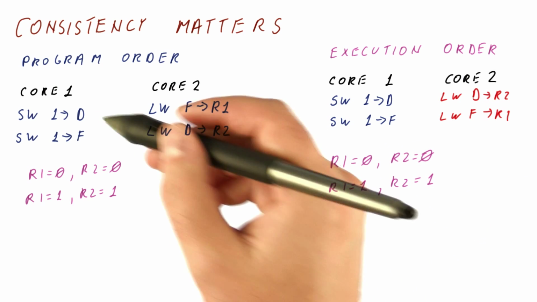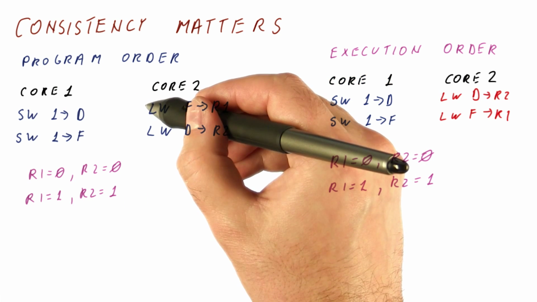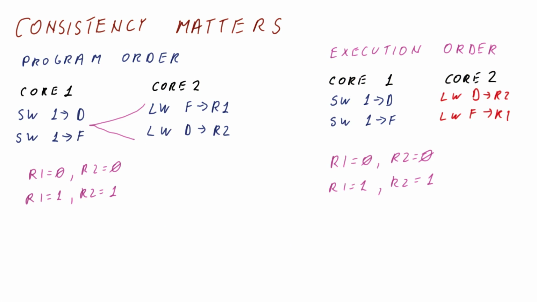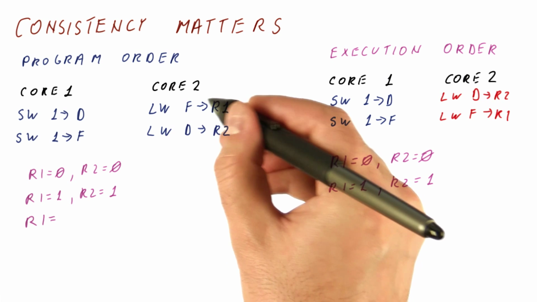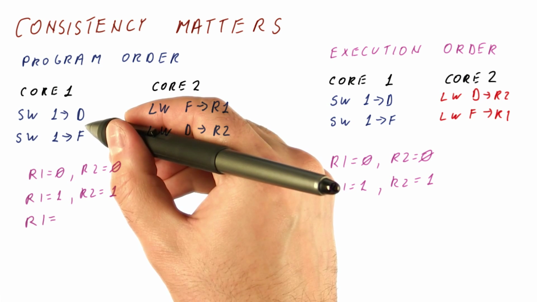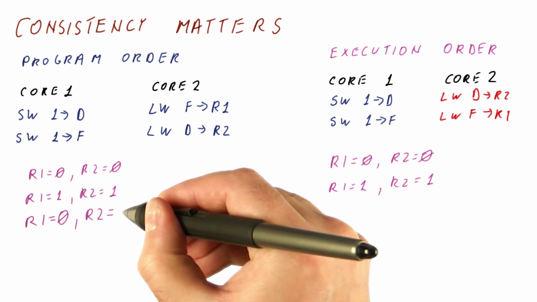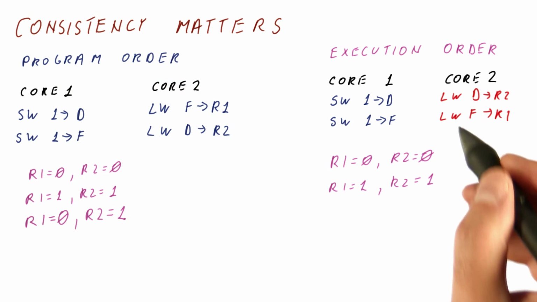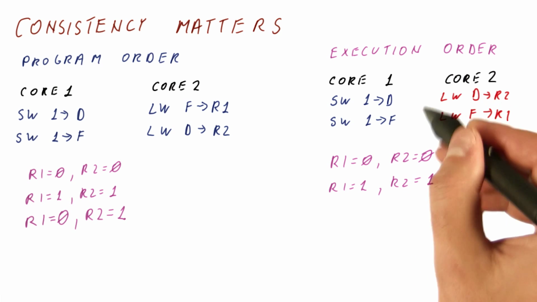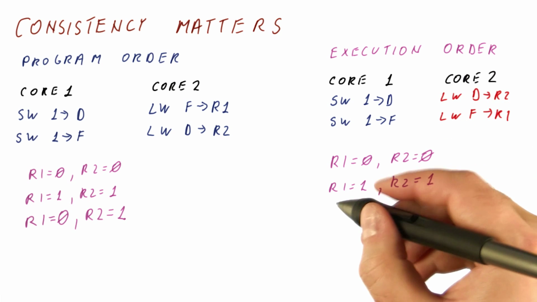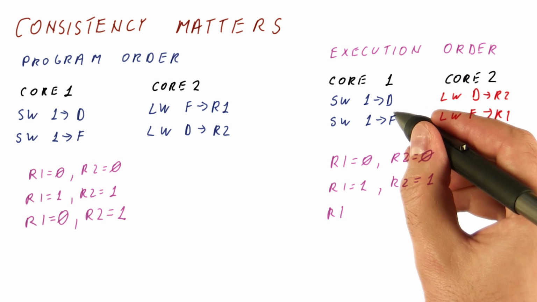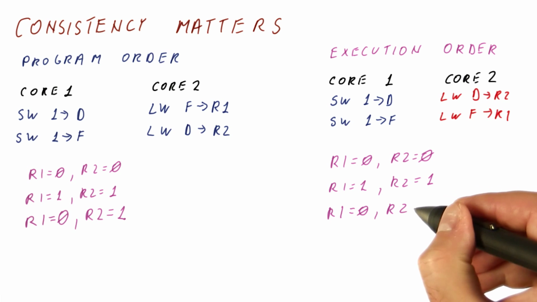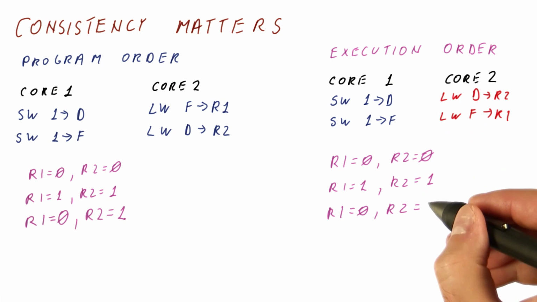In execution order, even if we reorder them, they can execute after the stores, so we can get 1 in both of them. In the program order, if these two happen like this, in between the two stores, we can get R1 when we load is still loading the 0 here, but R2 when we load is already loading the 1. The same thing can happen here. If these two loads are in between the stores, then R1 is gonna be 0 because it comes before this, and R2 is going to be 1 because it happens here.